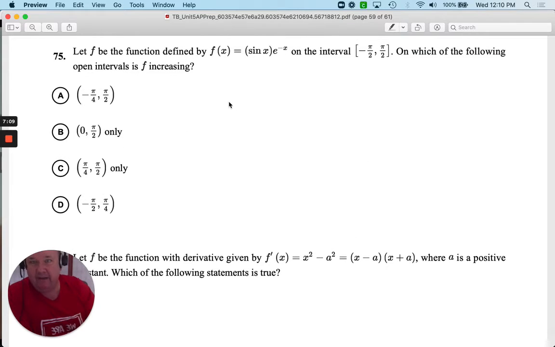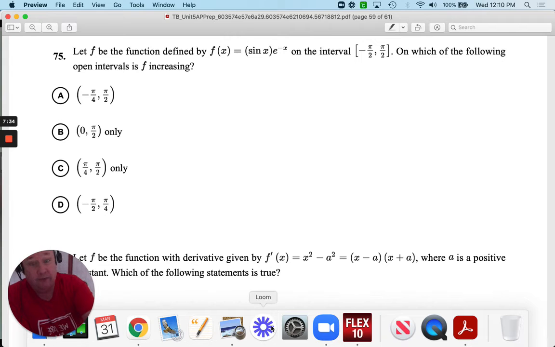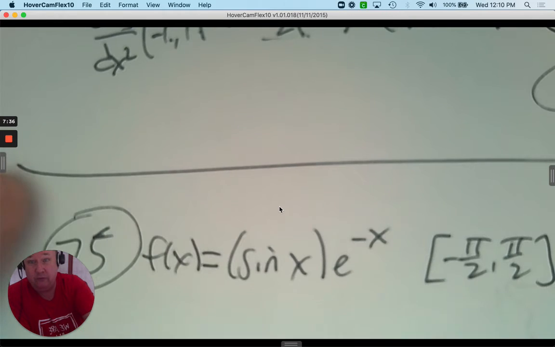75, let f be that function. I'm going to write it down. So it's f of x equals sine x times e to the negative x, on the interval negative pi over 2 to positive pi over 2. And it says, where is that function increasing? So I need to take the derivative and see where the derivative is positive.